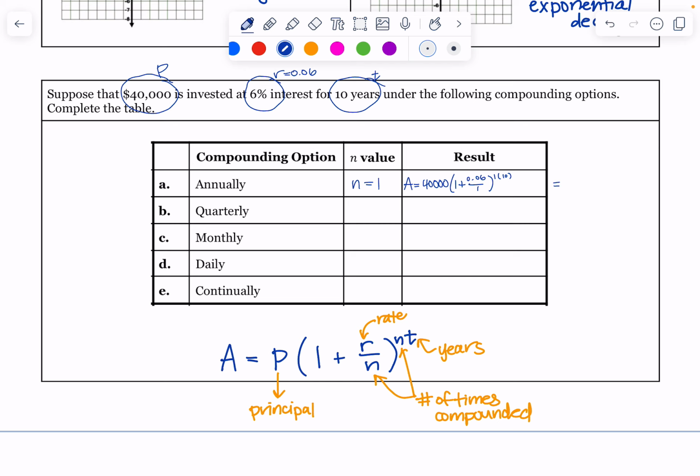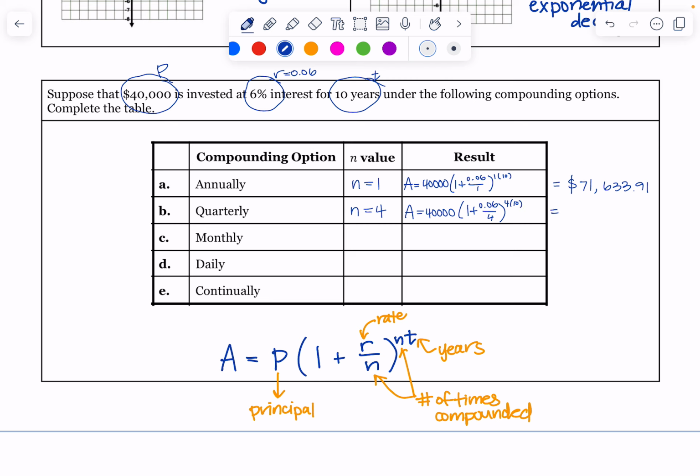I'll write outside the table for this. I probably should have made a separate column. Okay, I'm going to type it in my calculator very carefully. And I'm going to get, this is money, so this would be $71,633, and I'm going to round to money, 91 cents. Okay, quarterly means that we're going to compound it 4 times, so n is equal to 4. So we're going to have A is equal to 40,000 times (1 plus 0.06 divided by 4) to the 4 times 10.